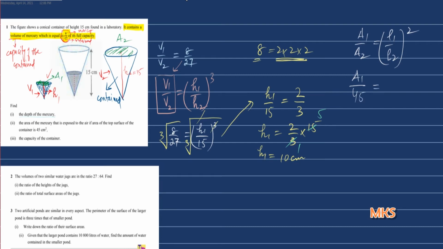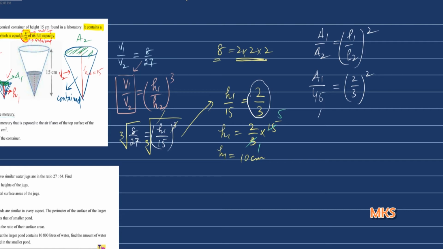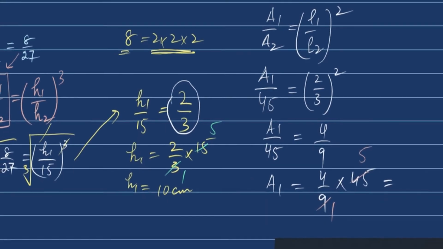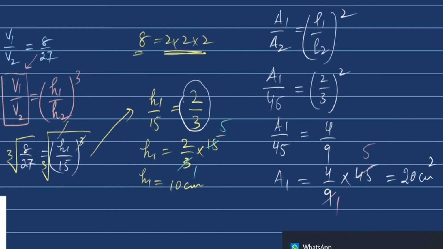Now we know L1 over L2, H1 over H2, that is the same thing, L1 over L2, so 2 by 3, that can be taken as 2 by 3 squared. Then A1 over 45 is equal to 4 over 9. I have taken the square of this one, and A1 is equal to 4 over 9 times 45. So that will give us 9 ones are 9, 9 fives are 45, 4 fives are 20, so 20 centimeters square.